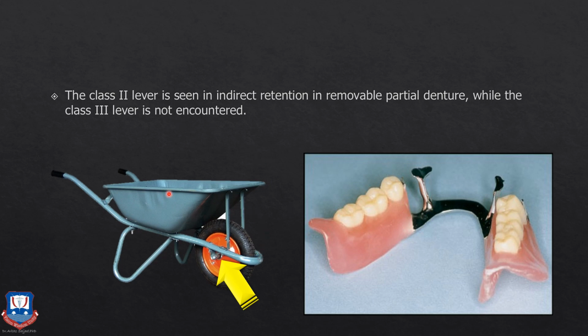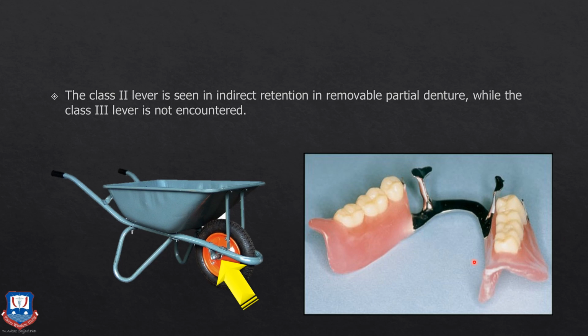As I mentioned, the classical example of class 2 lever mechanism is a wheelbarrow. So the wheel of the wheelbarrow serves as the fulcrum and the handles of the wheelbarrow serve as the effort. And this class 2 lever action is seen in the indirect retainers of a removable partial denture.